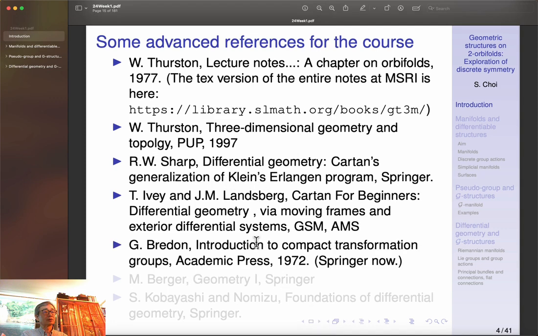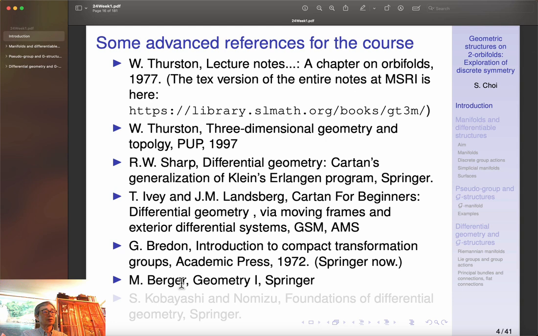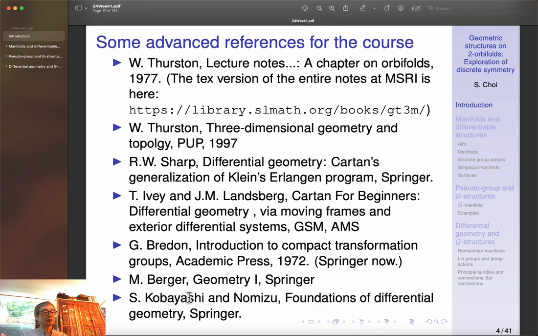And we will also use this book by Bredon on compact transformation groups here. And Berger's Geometry 1, this was written for French teachers in France in the 1980s. It does have lots of beautiful geometric theorems, and it is very rigorous. So I recommend this book. And of course, I mentioned Kobayashi and Nomizu's Foundations of Differential Geometry. This is in Springer.